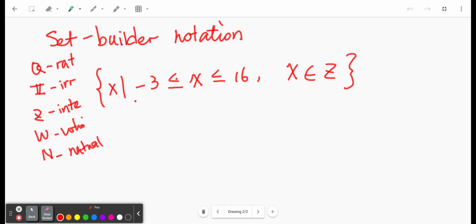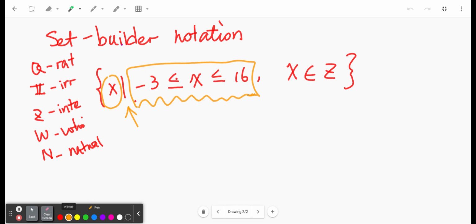So the notation actually means this little line means the set of numbers X such that. So this little line means what X can be with this condition. X will be bigger than or equal to -3 and smaller than or equal to 16.